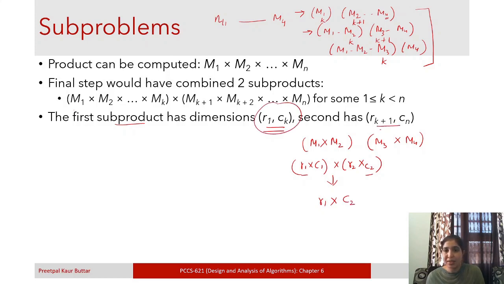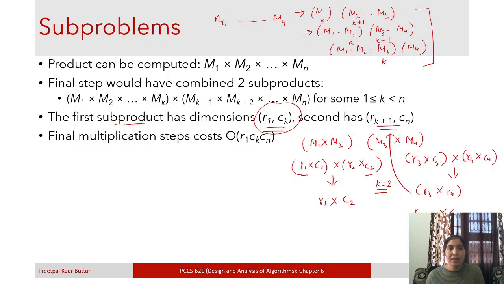And similarly here, in this particular example, k is 2, right? So the dimension of the second subproduct will be r3 into c3 multiplied by r4 into c4. From this we will get r3 into c4, right? So this is what it is saying: it is r k plus 1, because k is 2 here, into Cn. N is 4 here.